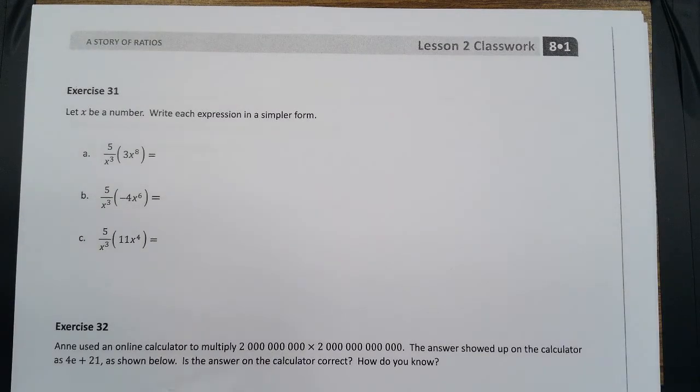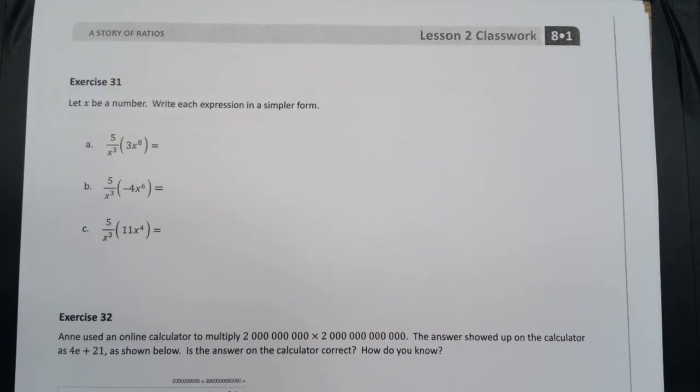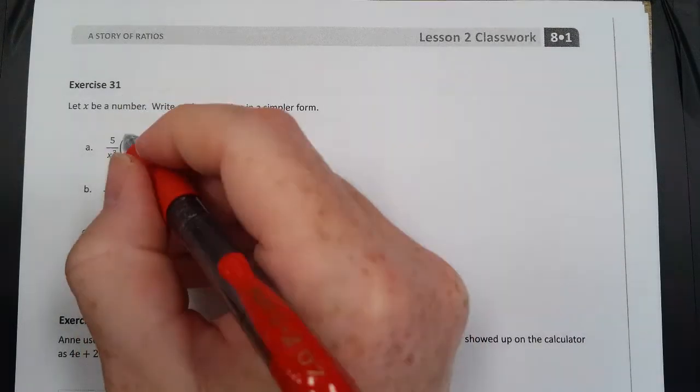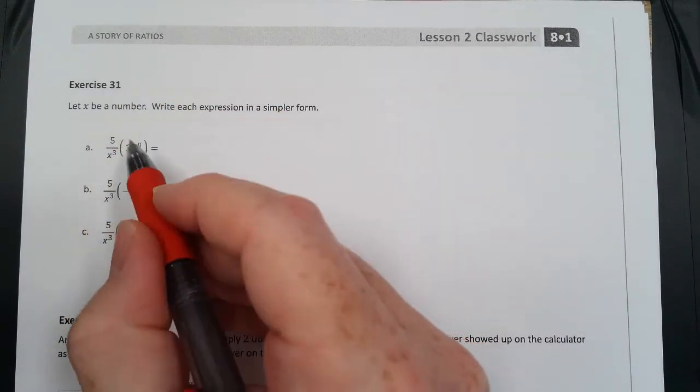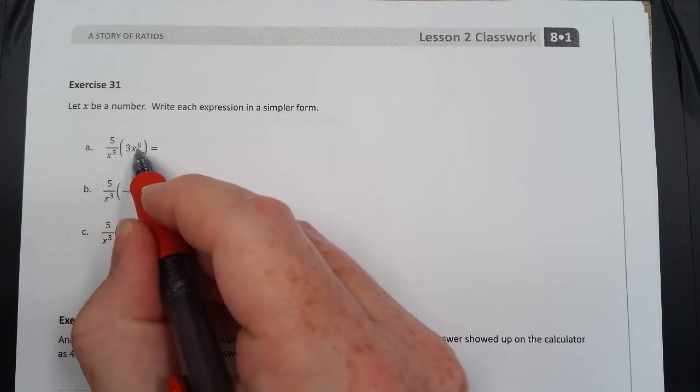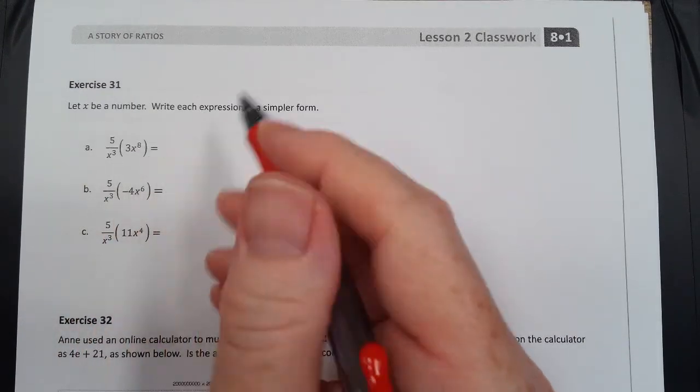Let's go to page 15. On page 15, exercise 31 is something you're really going to like. It's 3 different sets, part A, part B, part C, and it's asking us to simplify this. Now here's where it might be confusing, because you might know that parentheses means multiply, but we're supposed to multiply 5 over x to the third times 3x to the eighth. But which parts get multiplied?